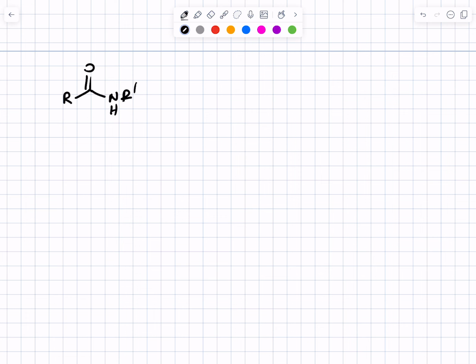Amides are really low on our list of reactive carboxylic acid derivatives. They are pretty stable and not so reactive.